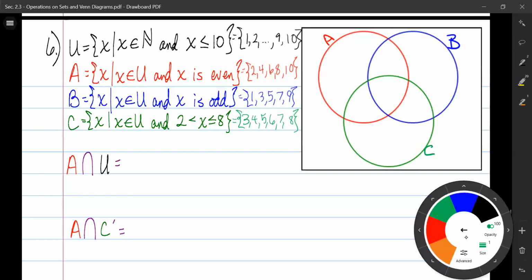So again, let's start with the intersection and fill out our Venn diagram. So what elements are in the intersection of all 3? Nothing, because A and B don't have anything in common. So you would put nothing there in your Venn diagram. Let's see, what about the intersection of A and C? What would we put in there? 4, 6, 8.